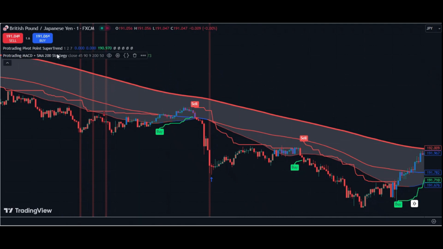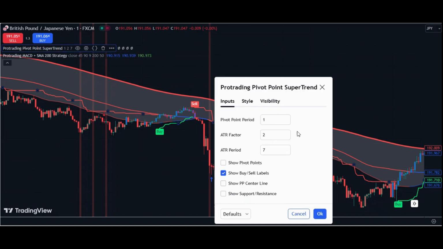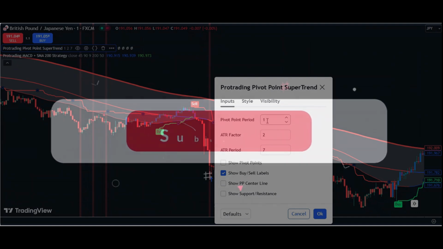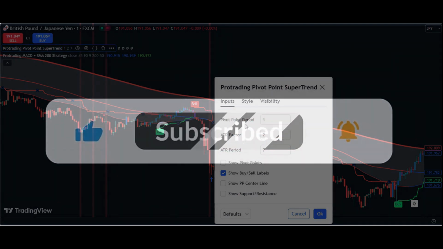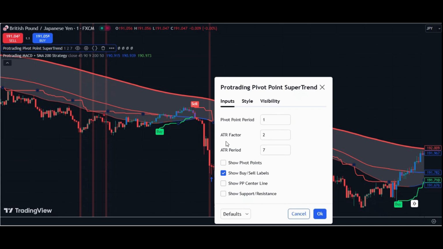One of the indicators is our Pro Trading Pivot Point Super Trend. This indicator is a combination of pivot points and super trend combined together. When you add this to your charts, set the pivot point period to 1, the ATR factor to 2, and the ATR period to 7. These are the changes you need to make once you add this indicator to your charts.